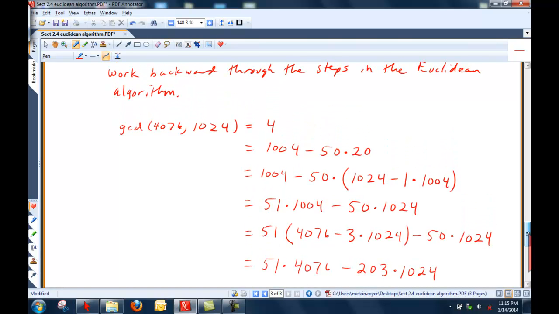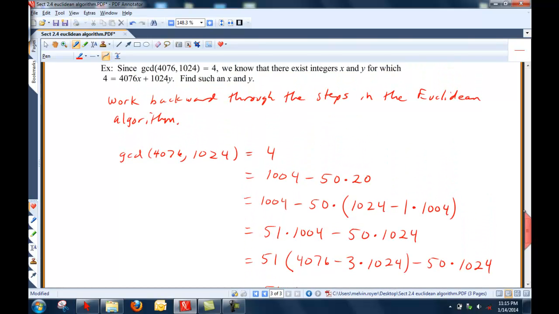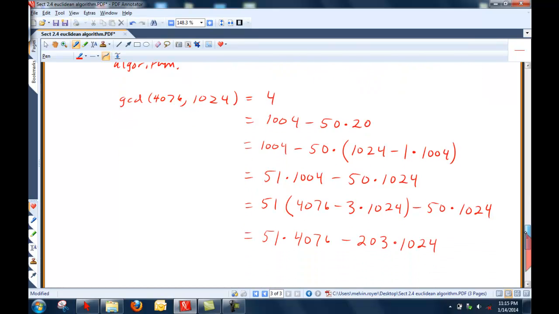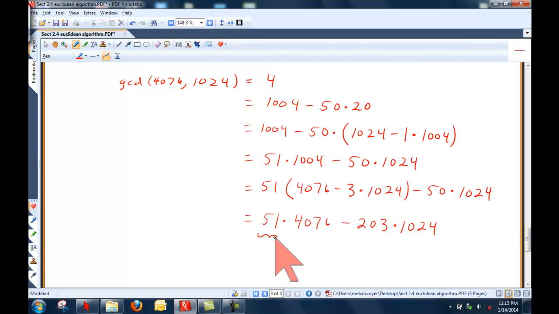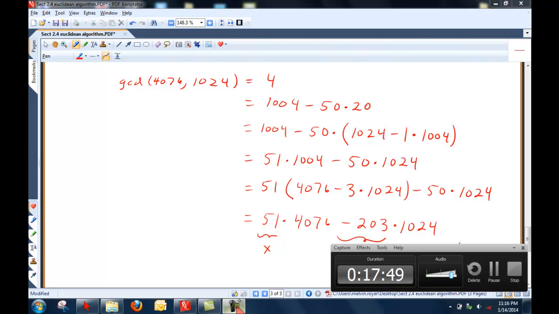I was trying to write 4 as a linear combination of 4076 and 1024. This is x, and this is y. So the Euclidean algorithm has assisted the GCD algorithm, or made the GCD algorithm specific, by actually letting us find integers x and y. So that's the end of that computation, and actually the end of the lesson on the Euclidean algorithm. Thanks.